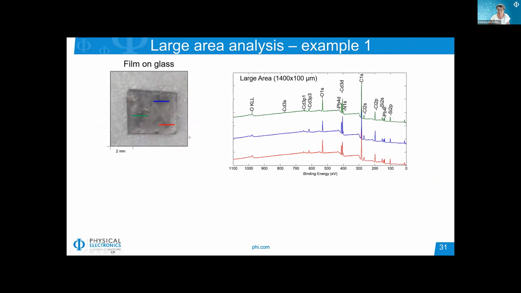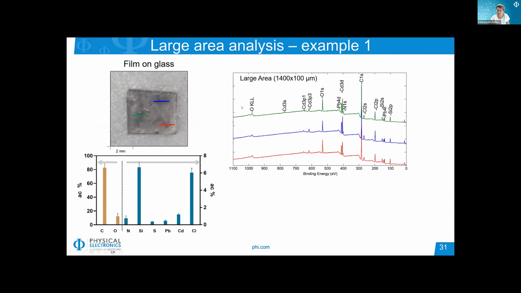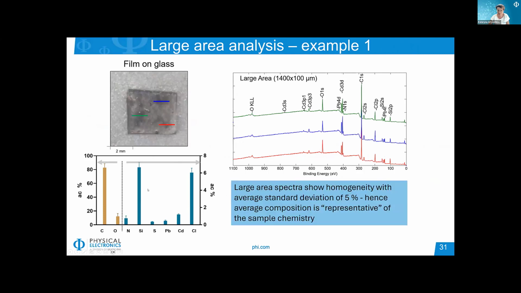So here's an example of just a blank film on glass. I analyzed 3 different large areas and quantified them. So we have major elements, carbon and oxygen, and then smaller compositions plotted in blue. You can see that in this case, we have a standard deviation on the order of less than 5%. So we can derive that the area-to-area variation is homogeneous. So large area spectroscopy is an adequate way to analyze this sample.